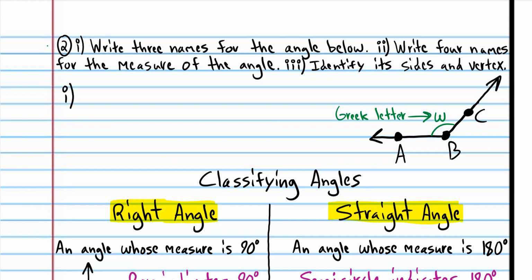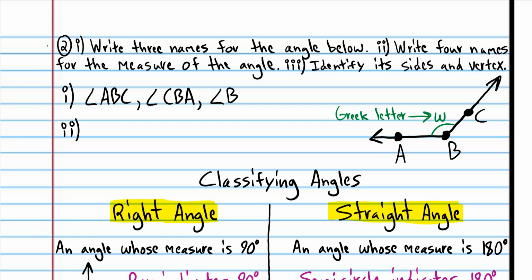Okay, so we're going to write three names for the angle. So we can write angle ABC, angle CBA, and we can say angle B. The most important thing is that B is in the center of these letters. If it's not in the center, then that means it's incorrect. So those are the possible names we can come up with.